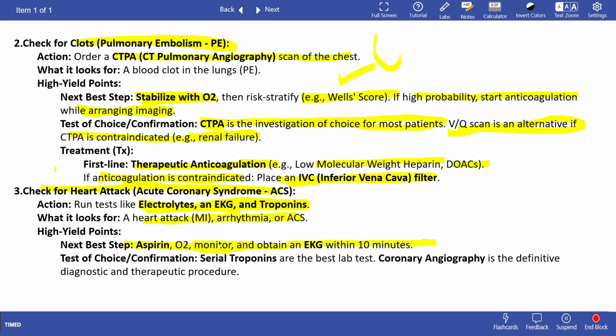The test of choice to confirm an acute coronary syndrome would be serial troponins, and coronary angiography is the definitive diagnostic test. But it is very invasive, so what we do is first go towards the less invasive test, such as serial troponins, and then we go towards coronary angiography. If we have a high probability case, then we go for coronary angiography. Do remember that the CT pulmonary embolism case is not as simple as it is written here. The Wells score plays a big part in it.